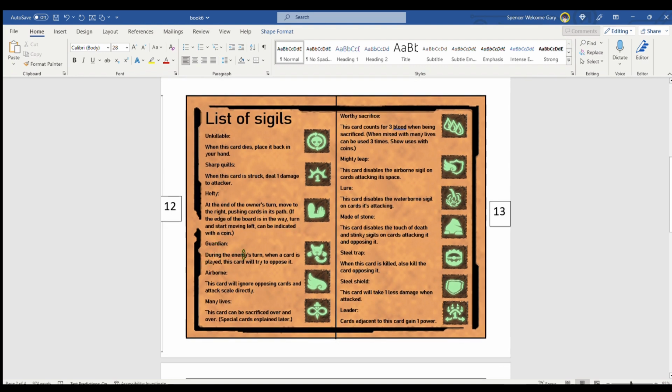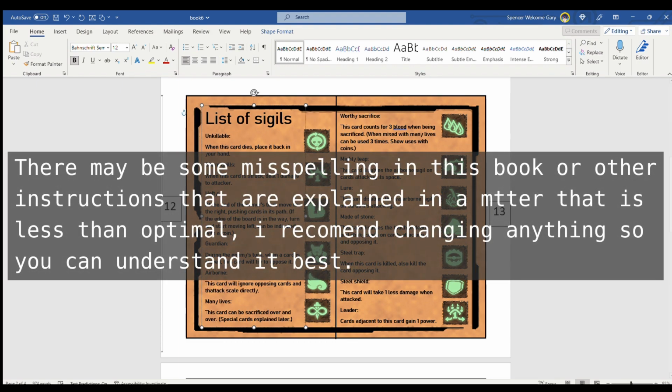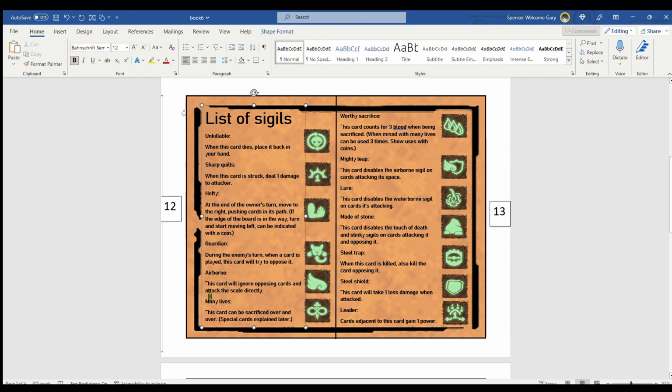Guardian. During the enemy's turn, when a card is played, this card will try to oppose it. Airborne. This card will ignore opposing cards and attack the scale directly. Wait, it should be the scale. And Airborne. This card will ignore opposing cards and attack the scale directly.